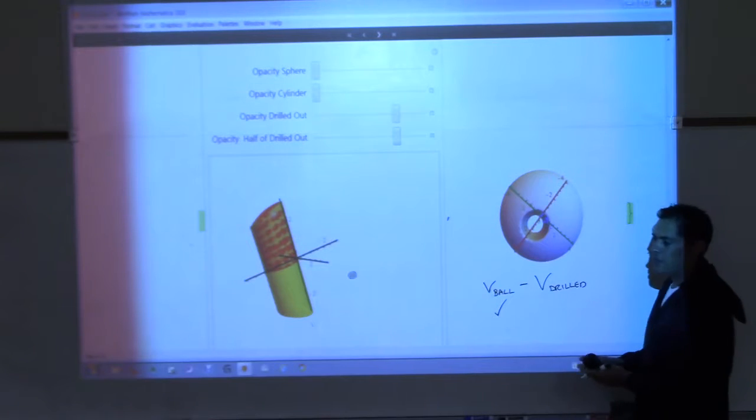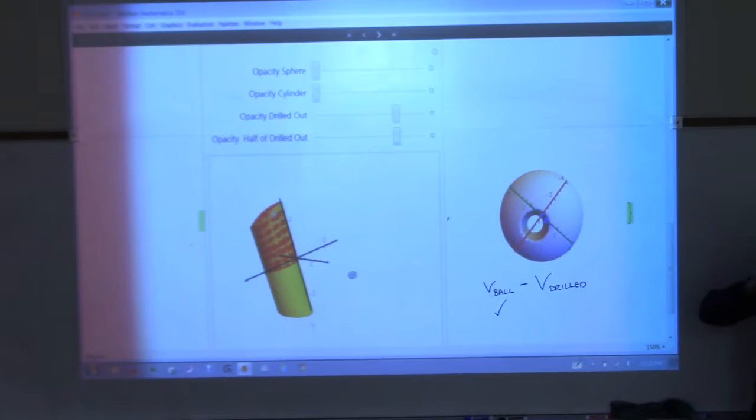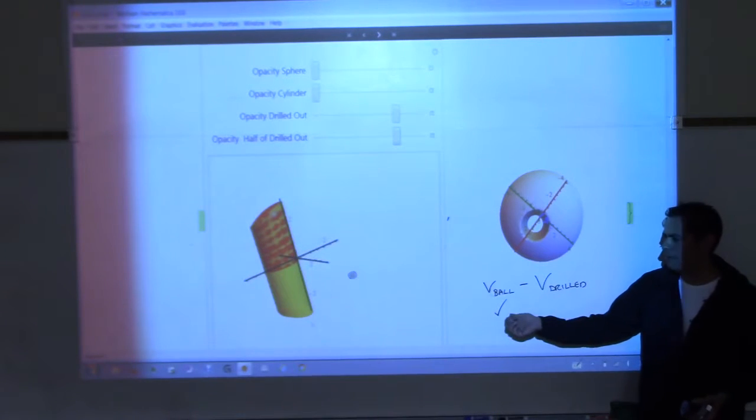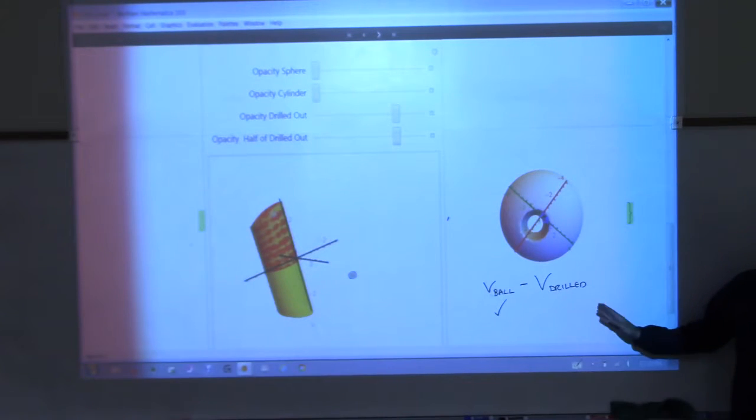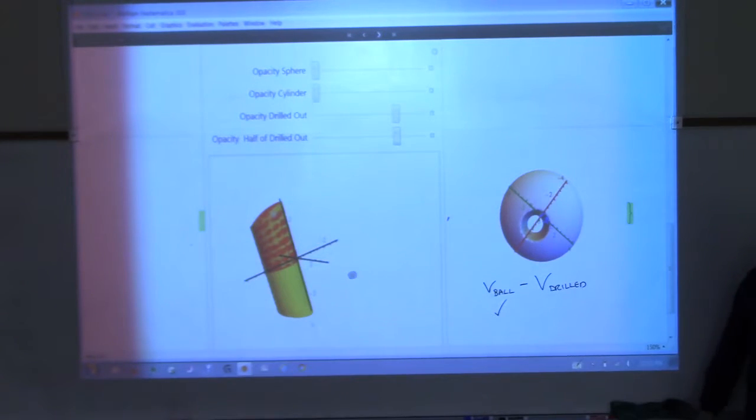This part is a check. There's a formula. Do you all know the formula for the volume of a sphere? 4/3 pi r cubed. Okay, so there's a formula for that. We would know it because we know the radius of the sphere. Okay, so that's a check. We just need to find this part right here.